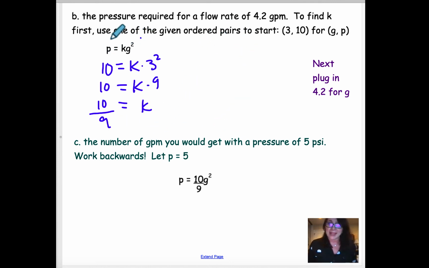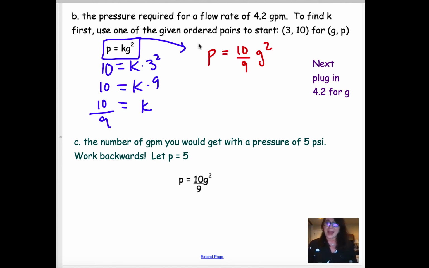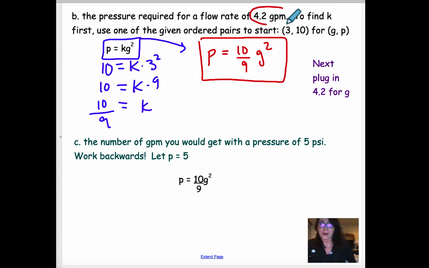So once I have my K value, I'm going to plug this into my variation. So P is equal to 10 over 9 G squared. So now we have our general equation for this specific problem. Now what they want to know is find the pressure required for a flow rate of 4.2. So that means I'm going to plug that into my G value, and I'm going to get P is equal to 10 over 9 times 4.2 quantity squared, okay?